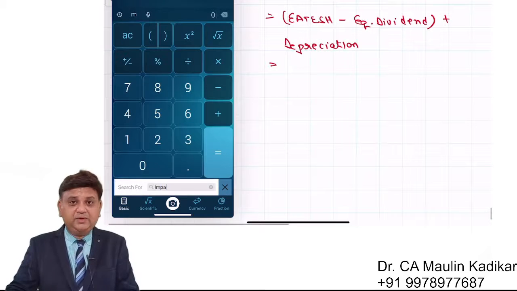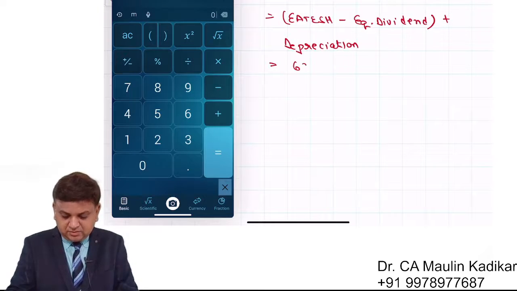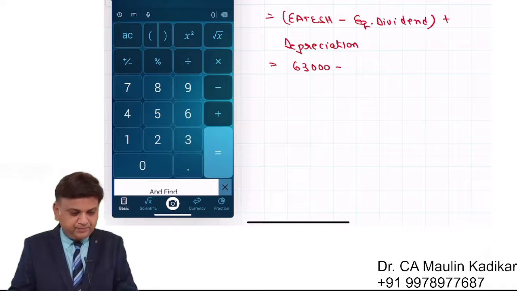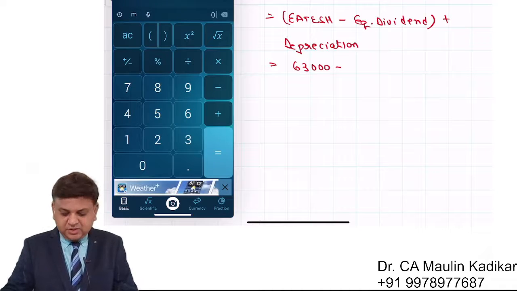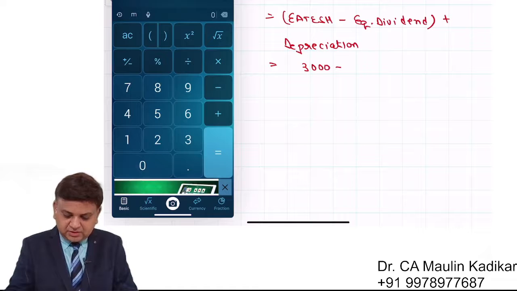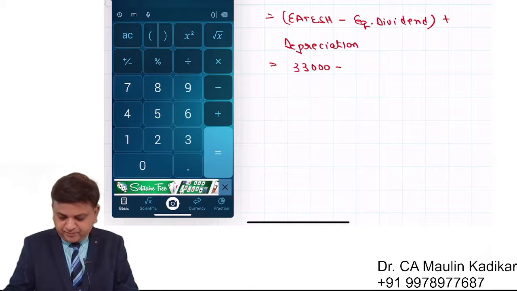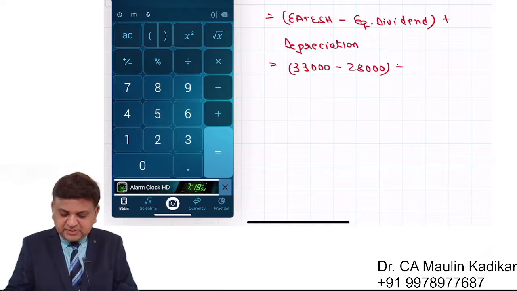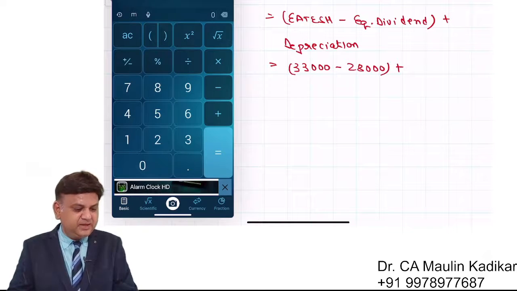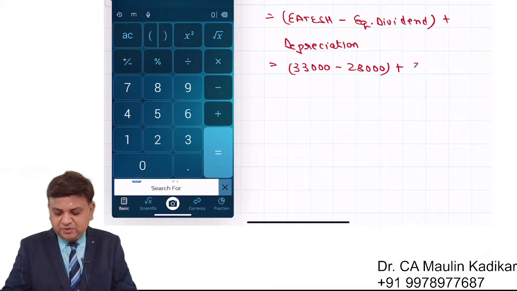Earning available to equity shareholders is 63,000. Amount of the equity dividend is 28,000. I'm sorry, this is 33,000. This is 28,000, plus depreciation. Why is depreciation added back? Because it is a non-cash item.